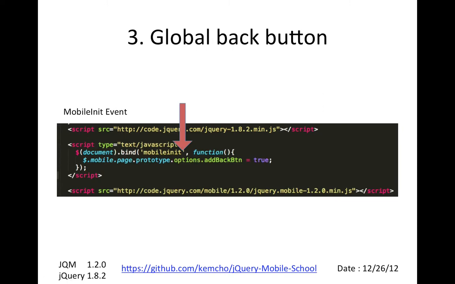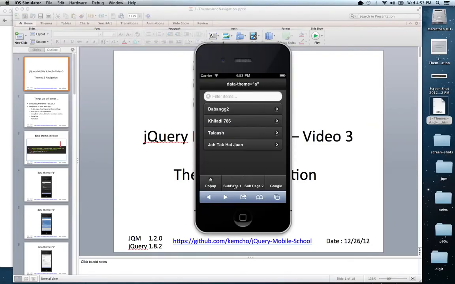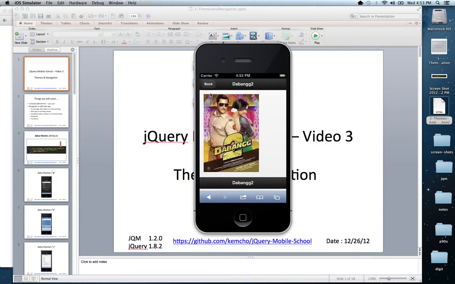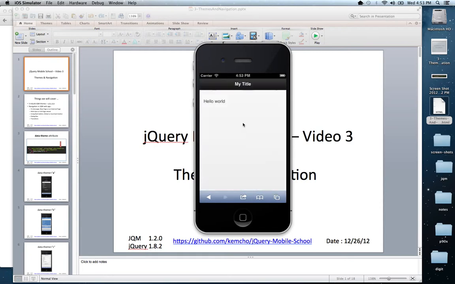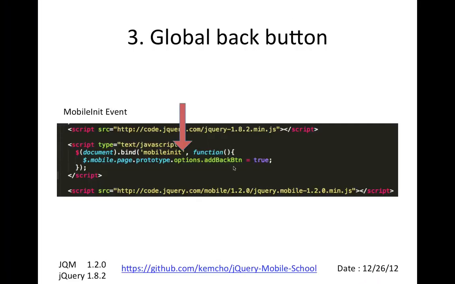And then the third important part is how do you add a global back button, right? For example, I navigated to this page. In this page, I already had an inline back button. That's why it shows. But in this page, I don't have a back button. The only way I can go back is by using the browser's back button. I might want a back button here because it could be a hybrid app in future, not a native app. So you can add a global back button by overriding certain options within the mobile object.